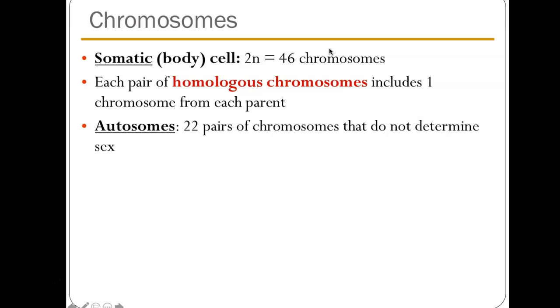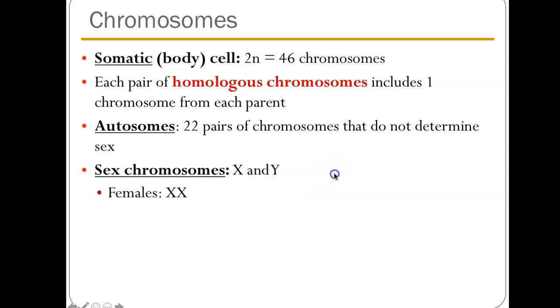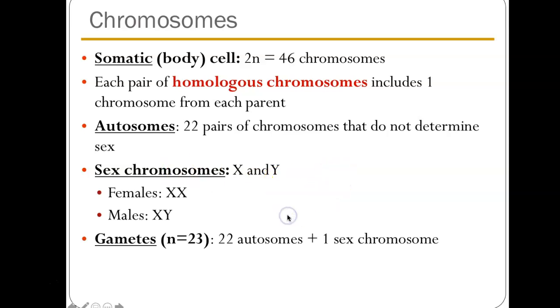Autosomes are chromosomes that don't determine sex. You have 22 pairs of those as a human. Then you have your sex chromosomes, X and Y. Females are XX, males are XY, and then we have gametes: 22 autosomes and one sex chromosome. Okay, and you're like, whoa, whoa. Okay, so fill in the blank.